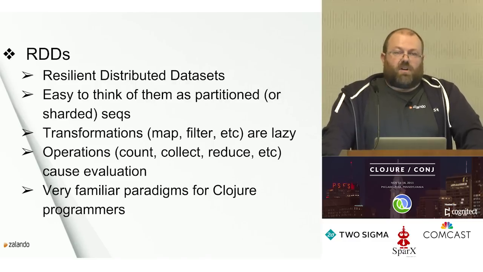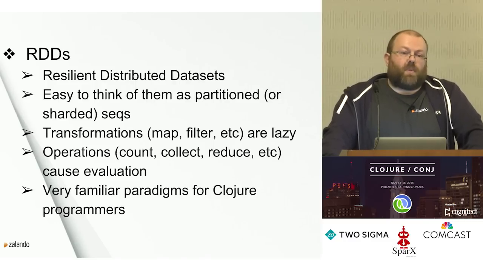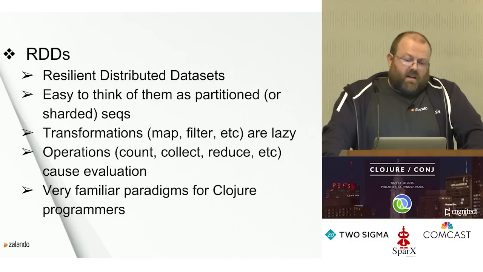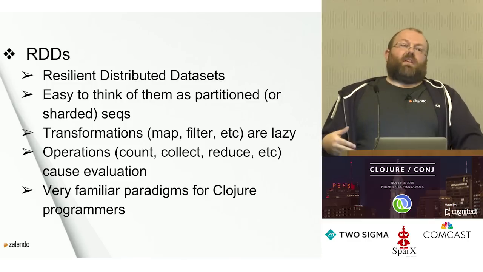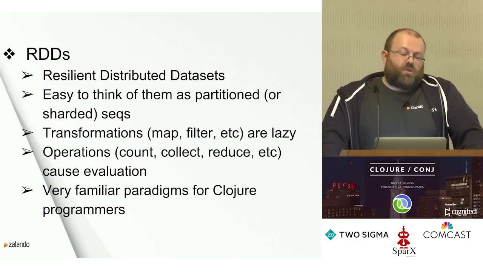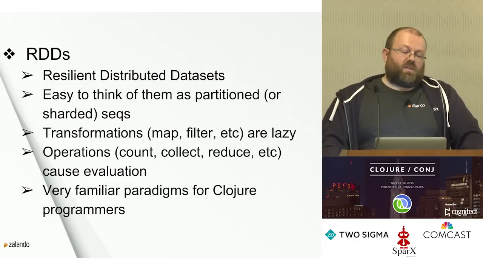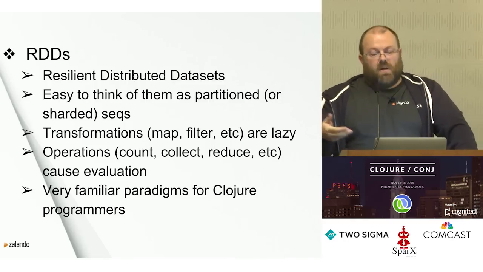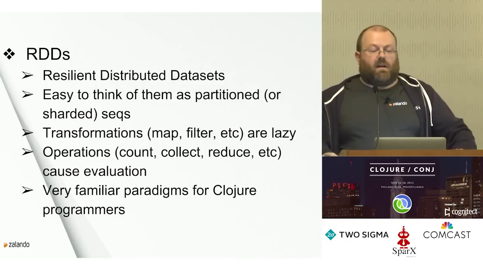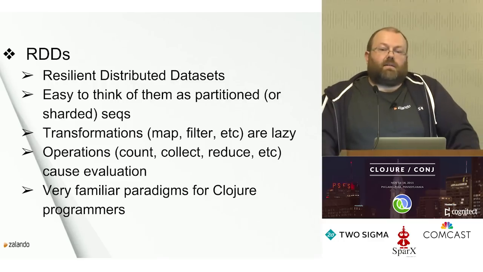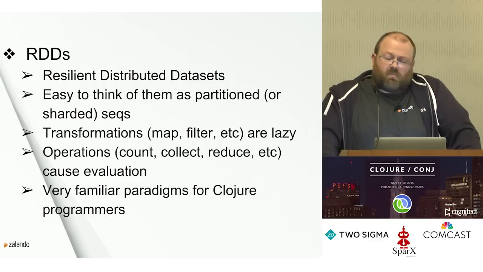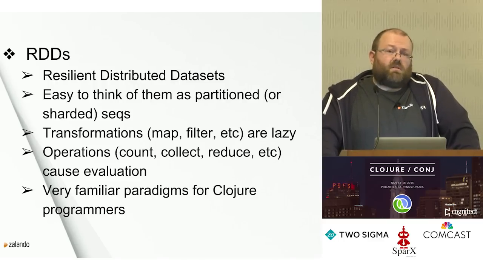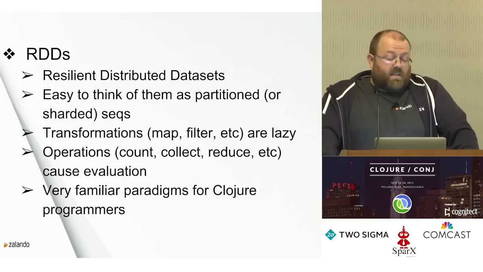Spark differentiates between what it calls transformations, which are things like map, filter, and so forth. And these are lazy. They will be done once you call an operation on it, something like count or reduce or whatever. And then the chain of computations gets collected and run. Again, for most Clojure programmers, this is all pretty familiar.